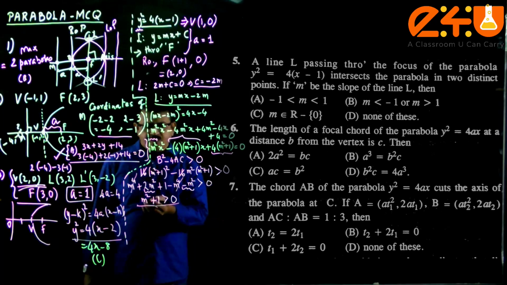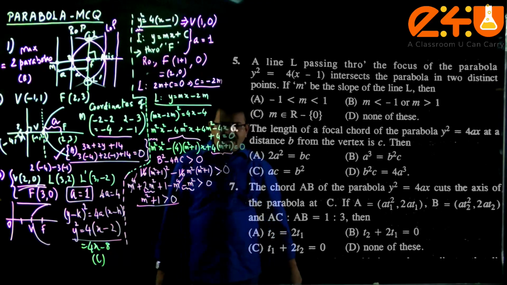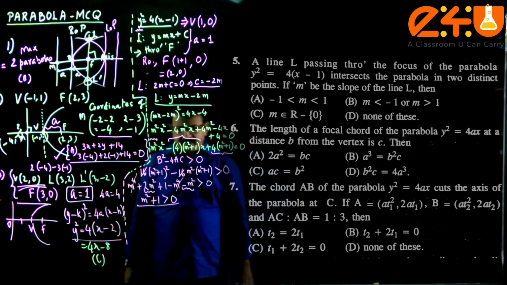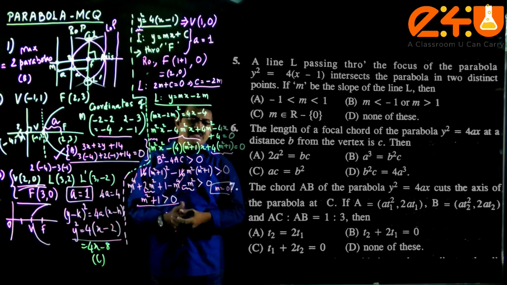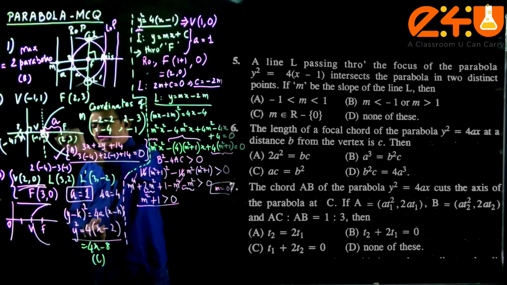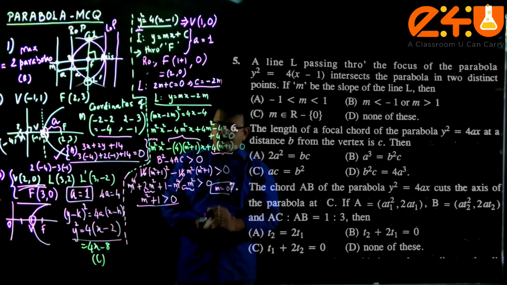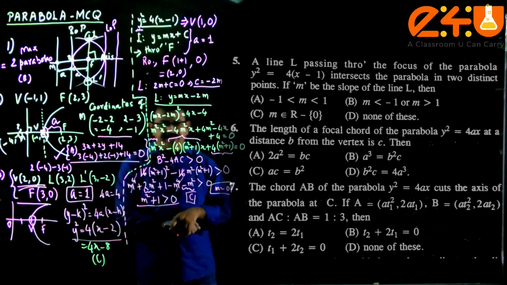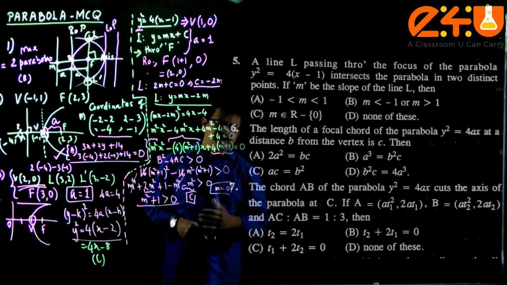answer possible? M square plus 1 we know is definitely greater than 0 for all values of m. For all values of m. Why? But then there is a different condition, except 0, because m equal to 0 makes the line coincide with the axis of parabola. Axis definitely cuts parabola only at one point, which is the vertex only. Axis cuts the parabola only at one point. So we can choose the correct option as C. So C is the correct answer. It can be any real number except 0.